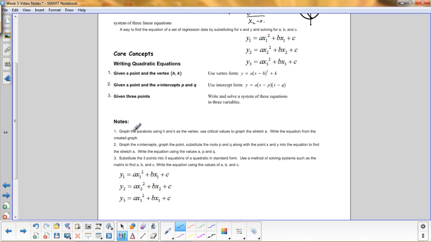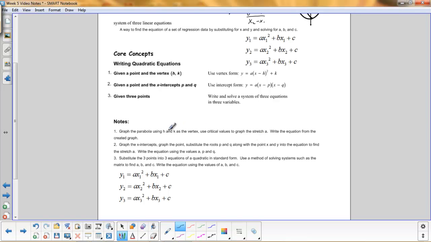So you'd want to graph the parabola using h and k as the vertex. And then you could use critical values to graph and see if you could find the stretch that way. If the point was nice enough, you could figure it out. And what I mean by critical values, if you remember, on a parabola, if I go over 1, up 1, I'll be back on the graph again. But if there's a stretch, then I would go over 1, up 2 instead, and that would represent a stretch of 2. So you could do that.